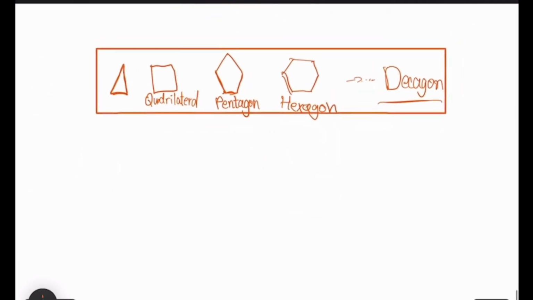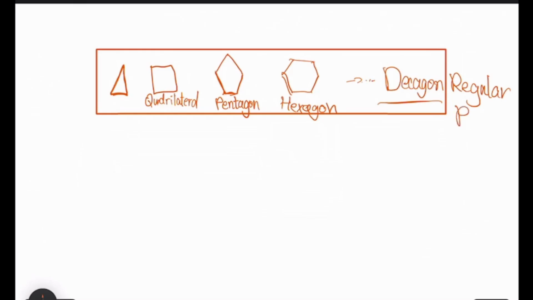Okay. Then we have complete graphs. These all are known as, you know what? Regular polygons. Okay. Then we have complete graphs. I'll just give some examples. Complete graphs.